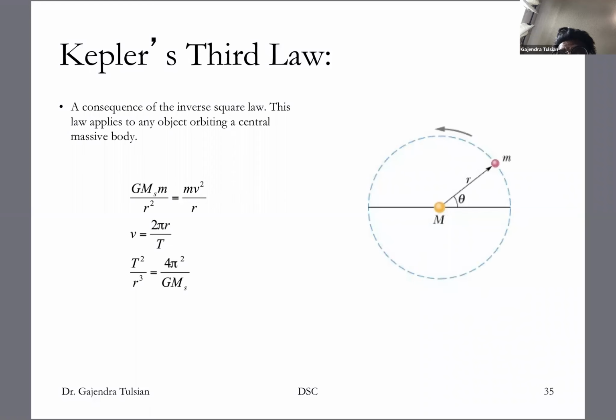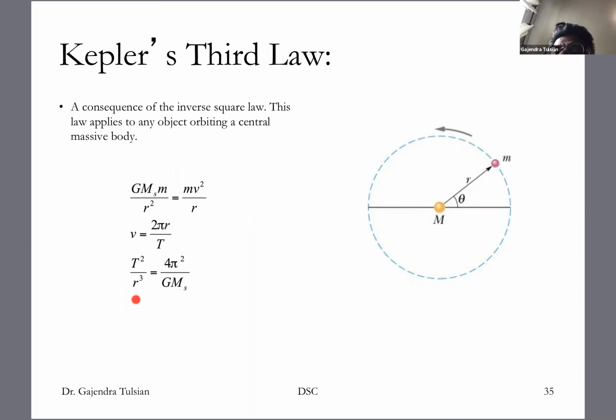Okay, so Kepler's third law. So we'll do it for a circular orbit. Here's a planet going in a circular orbit. The centripetal force is provided by the gravitational force. So the gravitational force is equal to the centripetal force, and you can rearrange these terms, and what you find is velocity is 2 pi r over T. T is the period, the time it takes for the planet to go around. And so T squared by r cubed is 4 pi squared by G times the mass of the central object, which is the sun. Okay, so I urge you guys to do this.